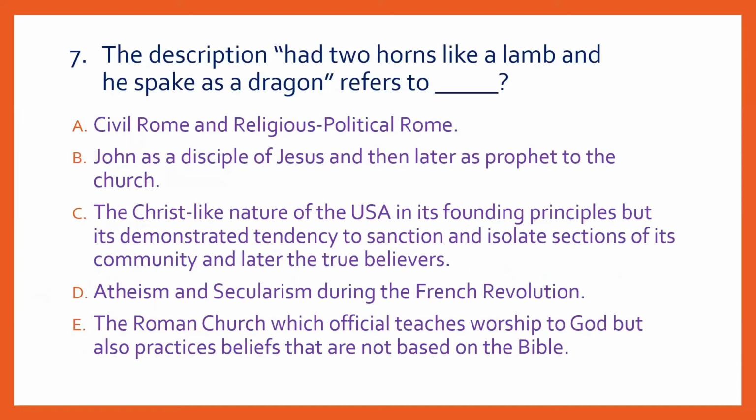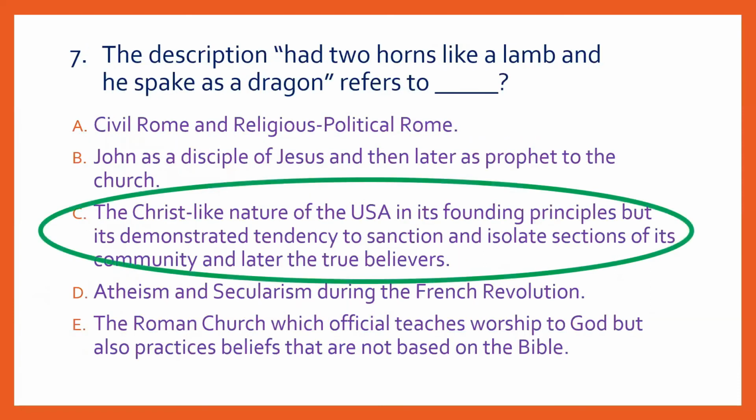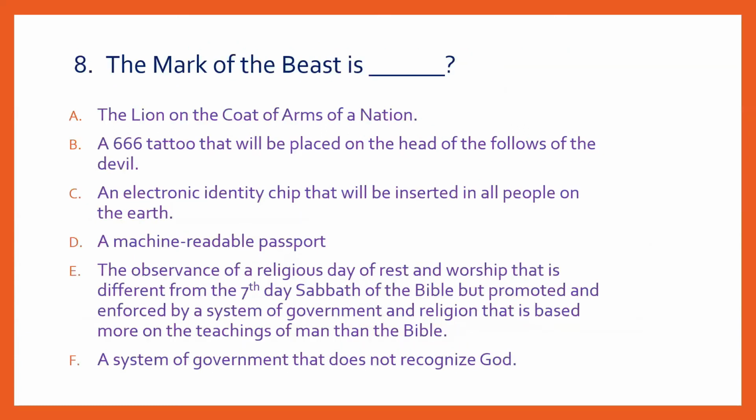The 2 horns, which is in the same lamb-like beast and referring to America, represents the Christ-like nature of America, because it started off on religious liberty and civil liberties. That was its 2 founding principles. But not too long after that, it went against those 2 principles by persecuting people, prejudices, that kind of stuff. That continues even to today and will get worse as we move towards the end, right?